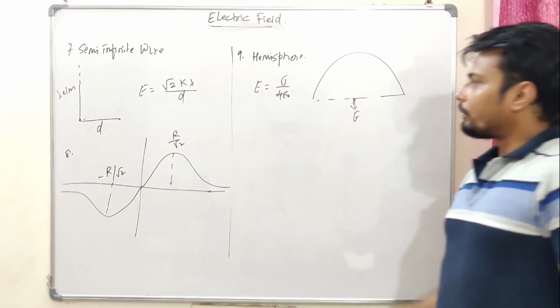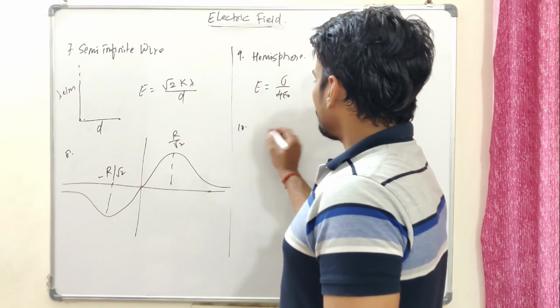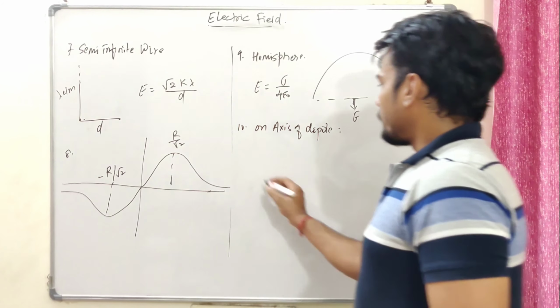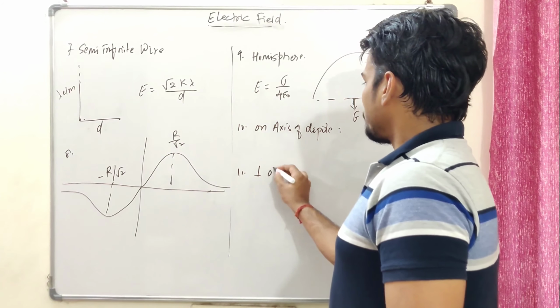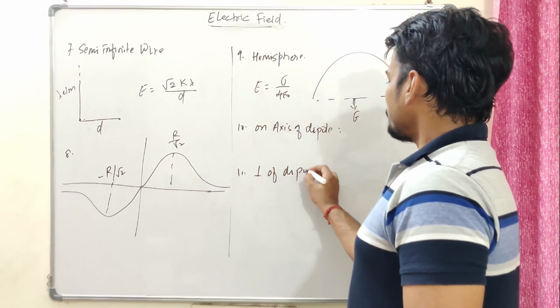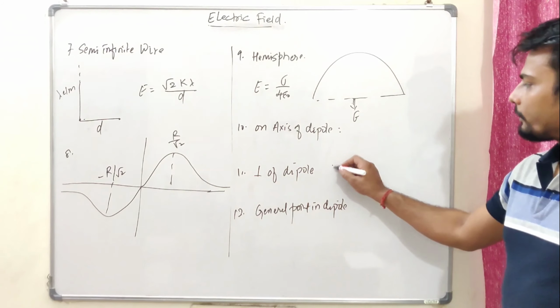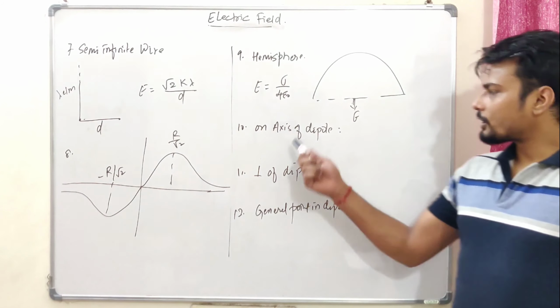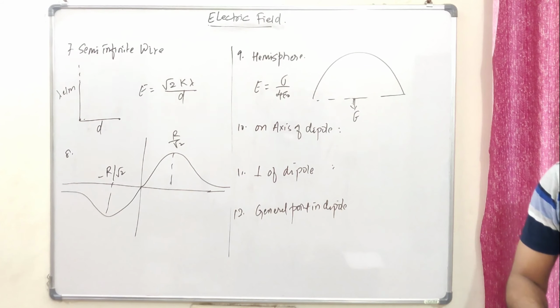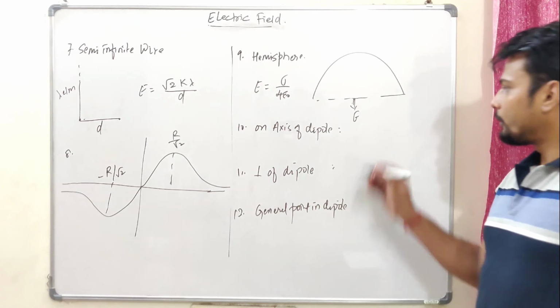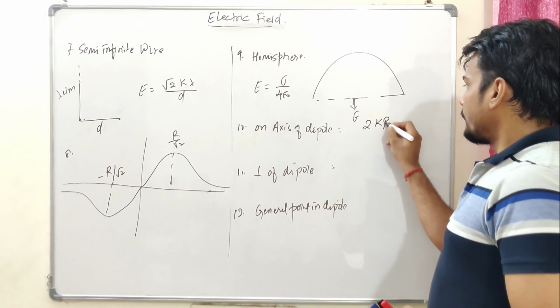Now then we moved on to dipole. So dipole, first on the axis of the dipole, and then we had the perpendicular bisector of the dipole, and then number 12, at a general point in the dipole. So these were the three things we have done, right? So what was the field on the axis of the dipole? 2 kp by r cube, right? It was nothing but 2 kp by r cube. Let's see how to remember these things. In the perpendicular bisector, this 2 goes away.